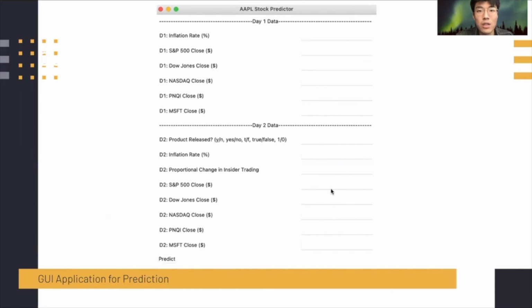Here's the screenshot of our GUI application for prediction. You need to enter day 1 data and day 2 data to get an accurate prediction.